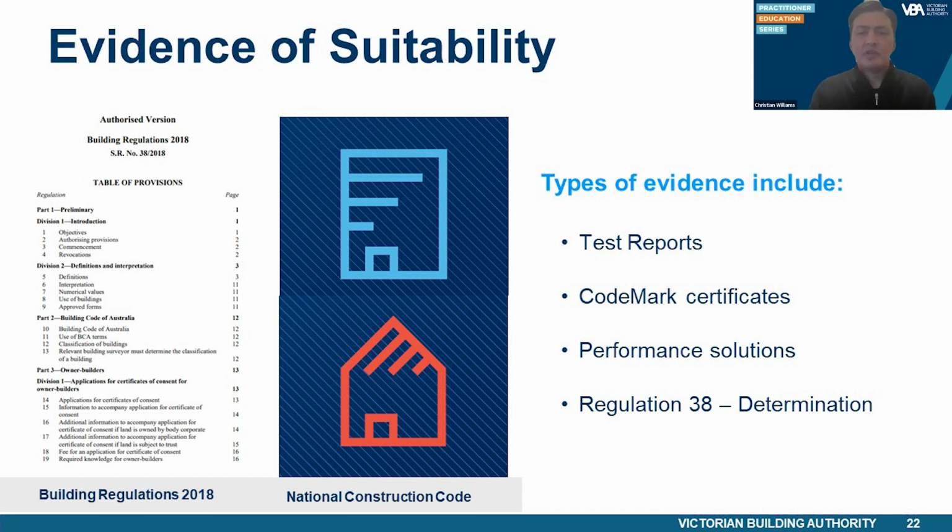It's important to note that the process undertaken by the conformity body for code mark certification is different to that of the Building Regulations Advisory Committee. Therefore, the process under A2.24 of the NCC must still be undertaken where a BRAC certificate is being used as evidence to support a performance solution.